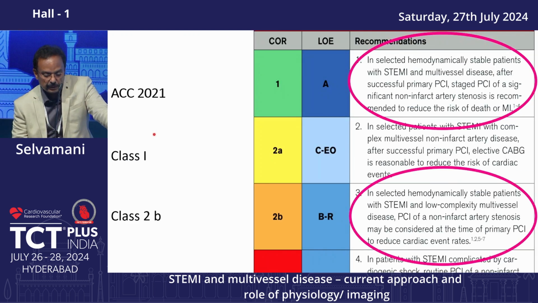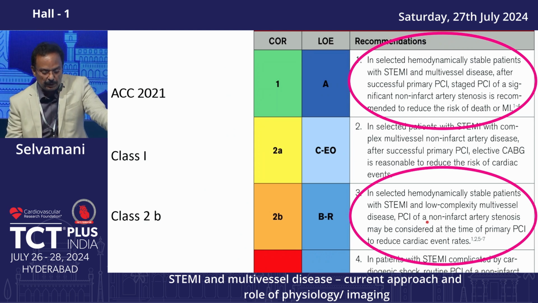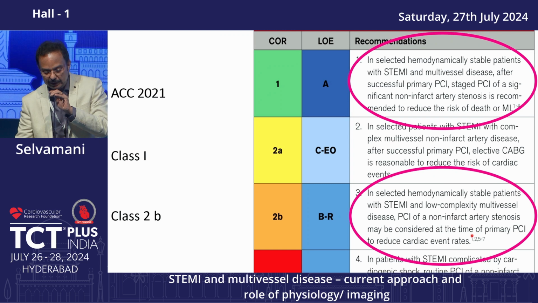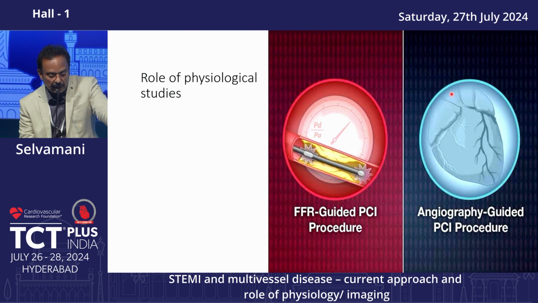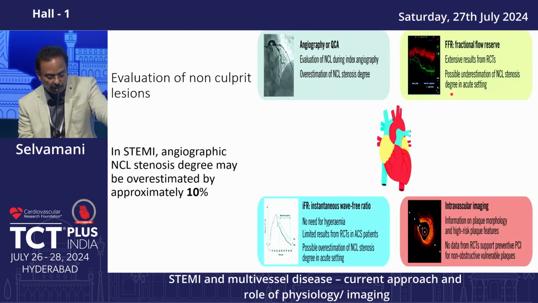And how to treat it: the guideline says that if the patient is very stable during the primary PCI, you can do it in the same sitting. Otherwise, you can stage it for a later procedure. And whether you want to do it angio-guided or FFR-guided is very important.